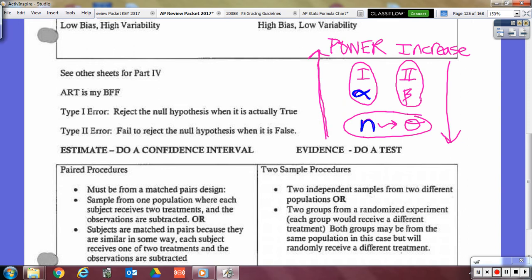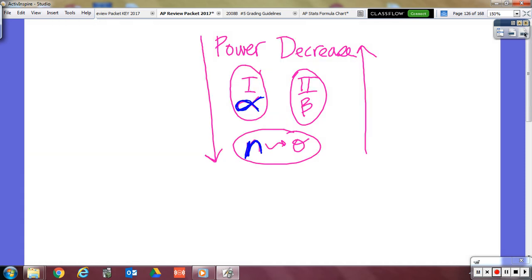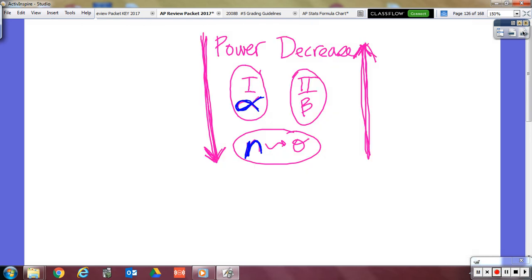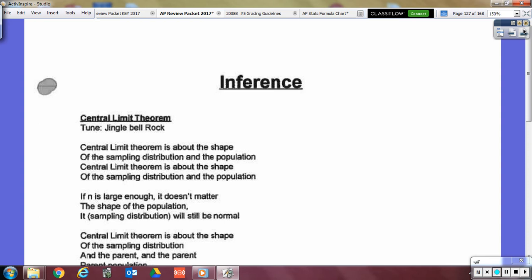Say N is increasing. Well, if N is increasing, then that means that your power is increasing and that your type 2 error is decreasing. N actually doesn't necessarily change type 1 error. Alpha has to be changed in order to change that. Okay, now you could do the opposite of this. You could do this picture where your power decreases, so your arrows are going in the opposite direction. Okay, and then when we look at the songs, we'll recall the definitions of type 1 and type 2 error.